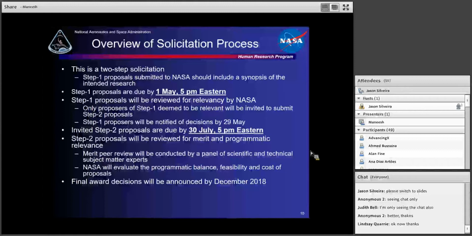So it's very much worth your while to consider when you're writing a Step 2 proposal, can this study actually be accomplished on the International Space Station? Please don't propose to fly a 3 Tesla MRI machine onto the space station. Those types of things are not feasible. The final award decisions will be announced in December of 2018. Next slide.